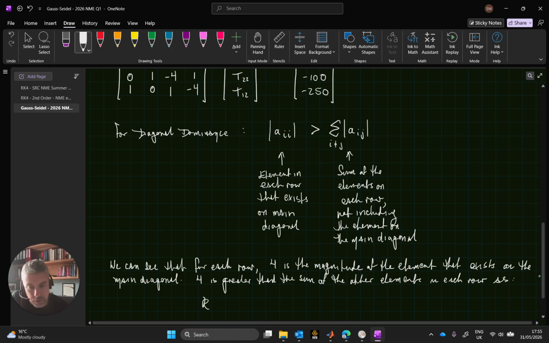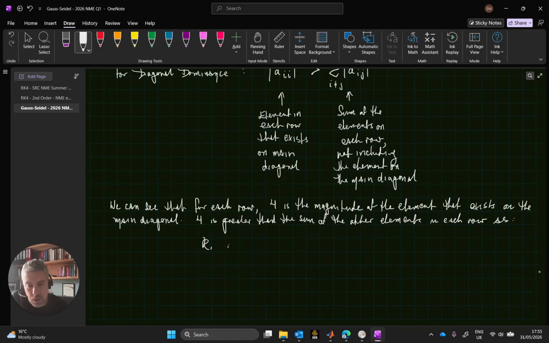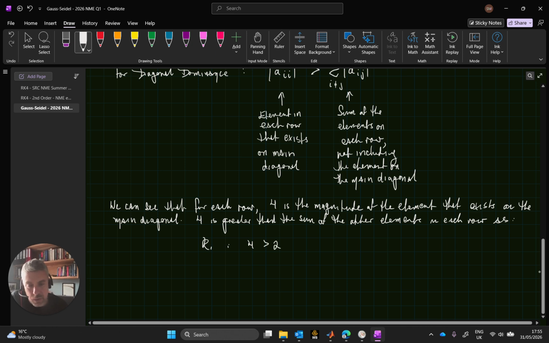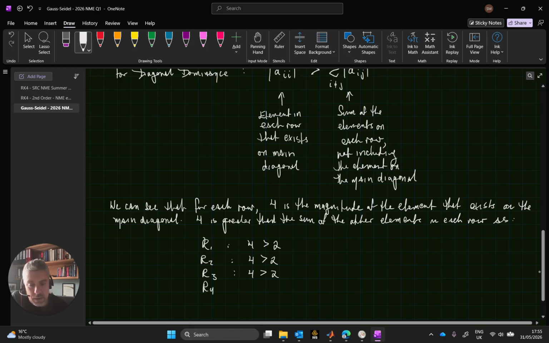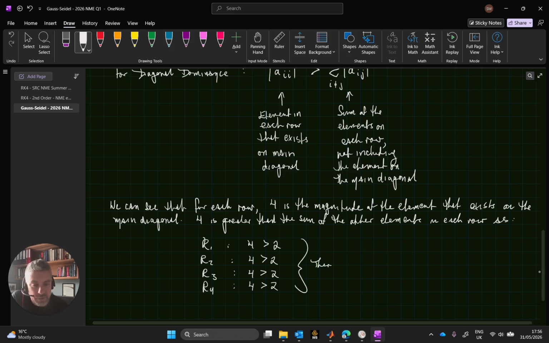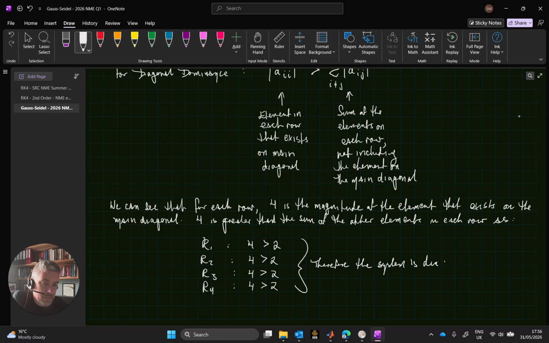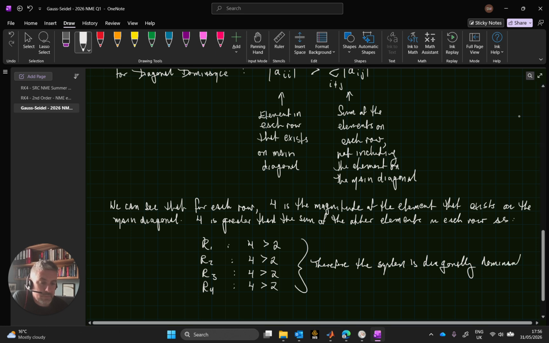So you could really formalize this. We're really going to town on it here, probably too much. Row 1, 4 is greater than 2. Row 2, 4 is greater than 2. Row 3, 4 is greater than 2. These are just the 1 and 1, the other elements not on the main diagonal. Row 4, 4 is greater than 2. Therefore, I could say that the system is diagonally dominant. Okay, that's part B done.